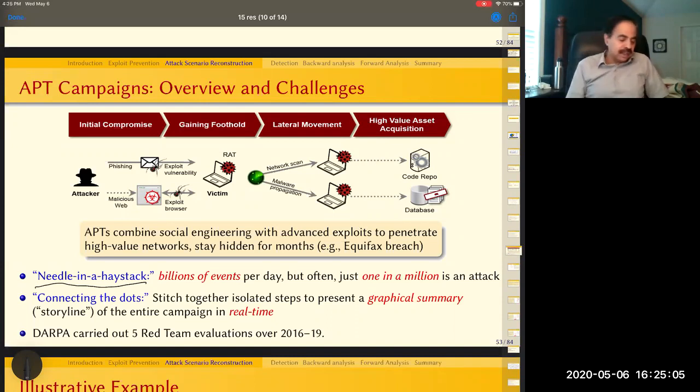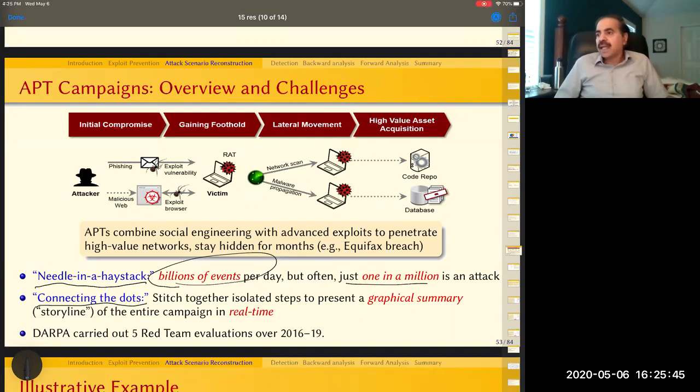You can easily end up with a situation where you have billions of events per day that you need to analyze. And the question is, when you look through such a large collection of events, how do you know which ones are problematic? Because very often, not even 1 in a million events is an attack. So how do you tune into that small fraction without getting lost in the background activity? And the second problem is what we call connecting the dots.